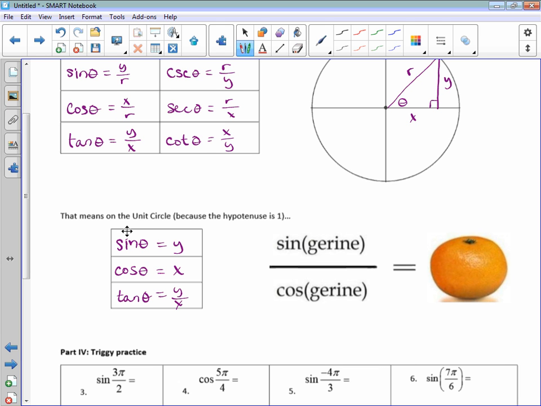Okay. And this is just a little joke for you if you're trying to remember. Tangent, that's a tangerine because it's a sine-gerine over its cosine.